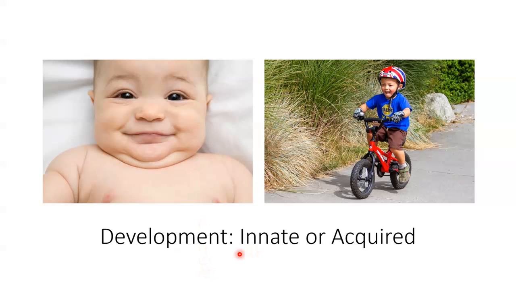We can also have innate reflexes in adults. So this can be something like the withdrawal reflex. An example of the withdrawal reflex is when you touch something hot and your hand withdraws really quickly before you even realize that the thing that you touched was actually hot. So it happens before you even think about it.